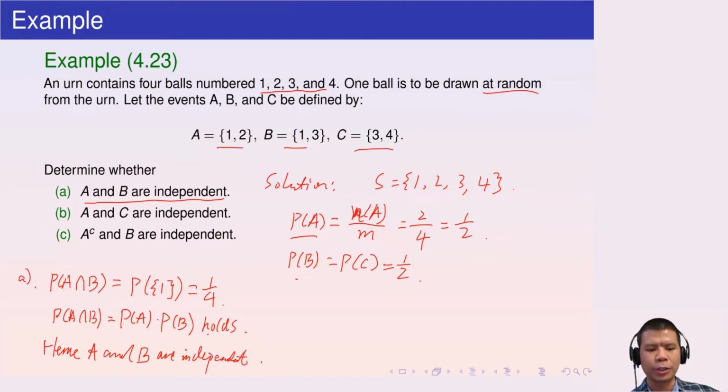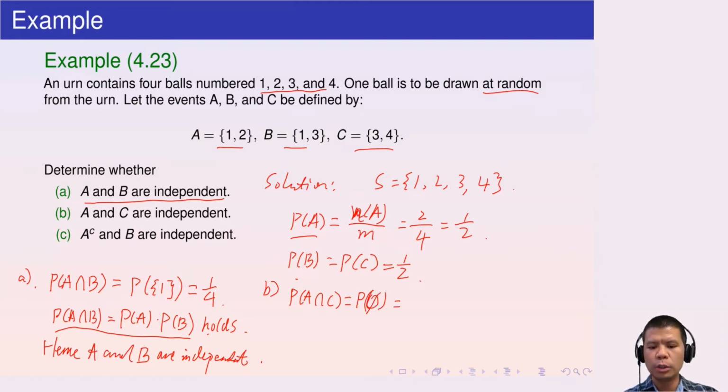Okay, so we verify that A and B are independent by definition, right? Because this equation holds, therefore A and B are independent. Now, how about A and C? We know that the probability of A intersect C equals, well, it seems like this is a null event, so it equals 0.